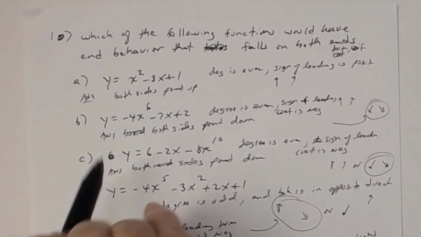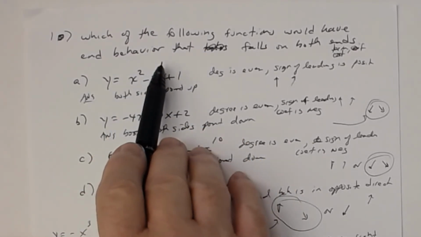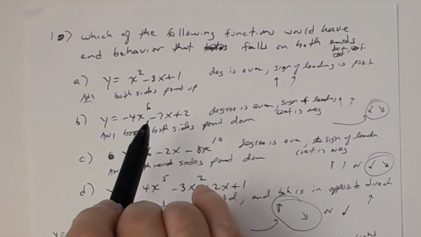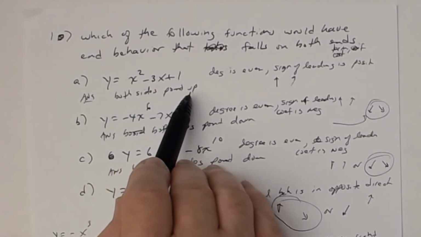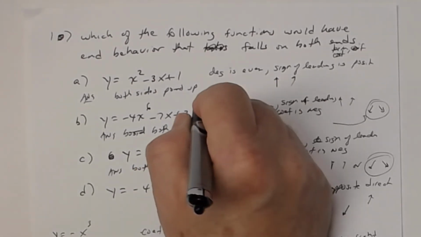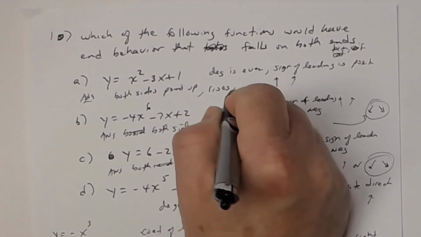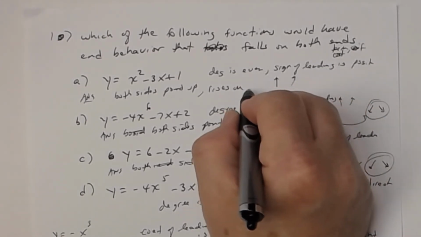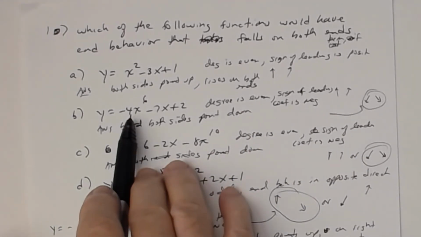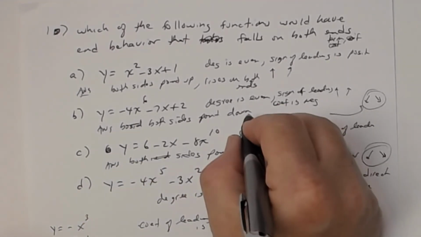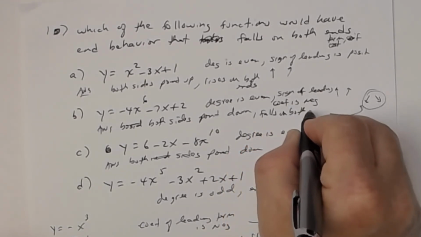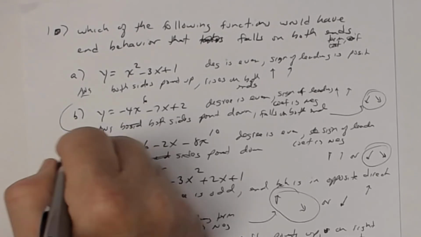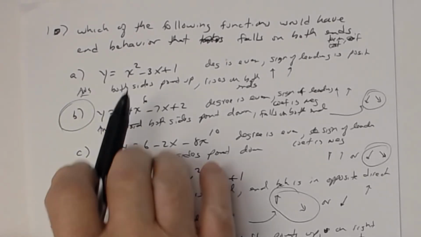So which of these functions, I gave you four of them, would have end behavior that falls on both ends? All right, so we saw that this one, both sides point up, meaning that it doesn't fall, it rises on both ends. Since they use the word falls, I'm going to put rises on both ends. So it's not that one, right? Over here, points down, meaning it falls on both ends. So that's one of them, right? So you're going to circle this one. That's an answer to this question.